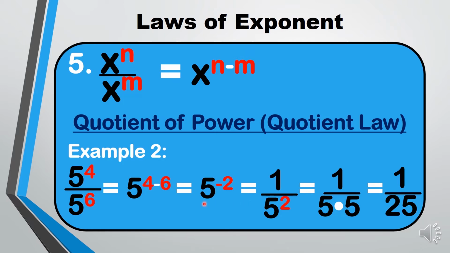Ang 5 raised to negative 2 ay magiging 1 over 5 raised to 2. Ang kanyang expanded form ay magiging 1 over 5 times 5 at ang ating final answer ay magiging 1 over 25.